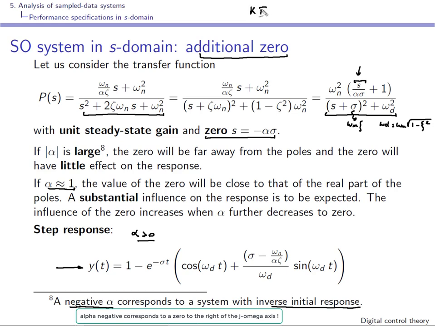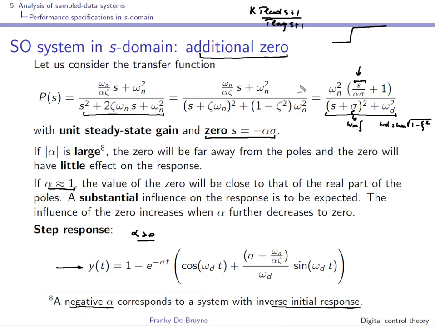A good example is the lead lag system, and its transfer function is over here. If you look at the step response, it will look like this, at least if the lead is negative. So you could compute the step response, but what we'll do is use the initial value theorem to compute y of 0.